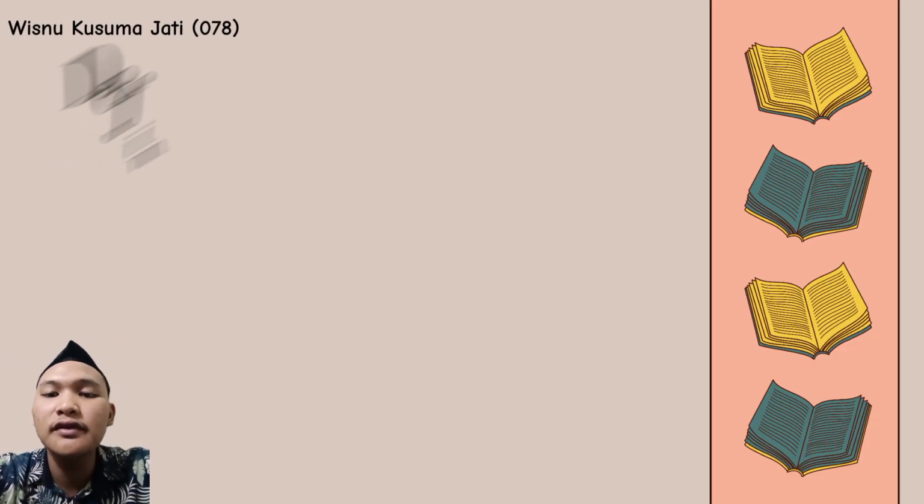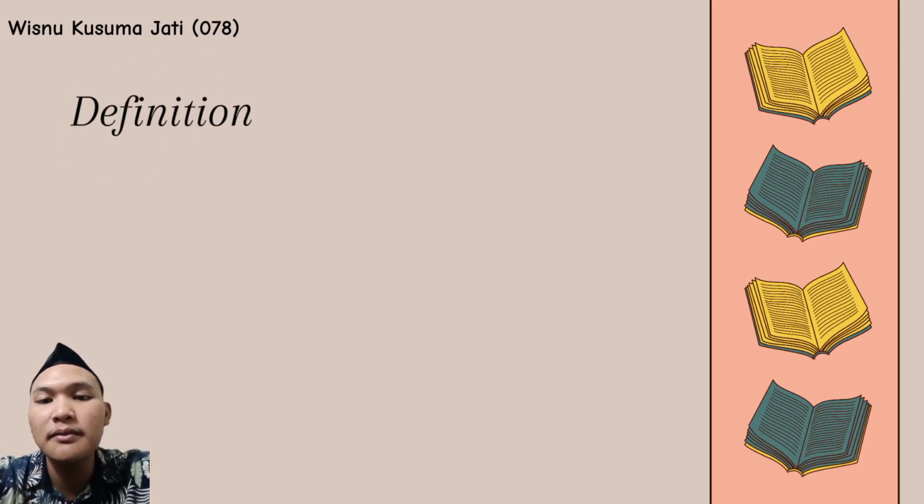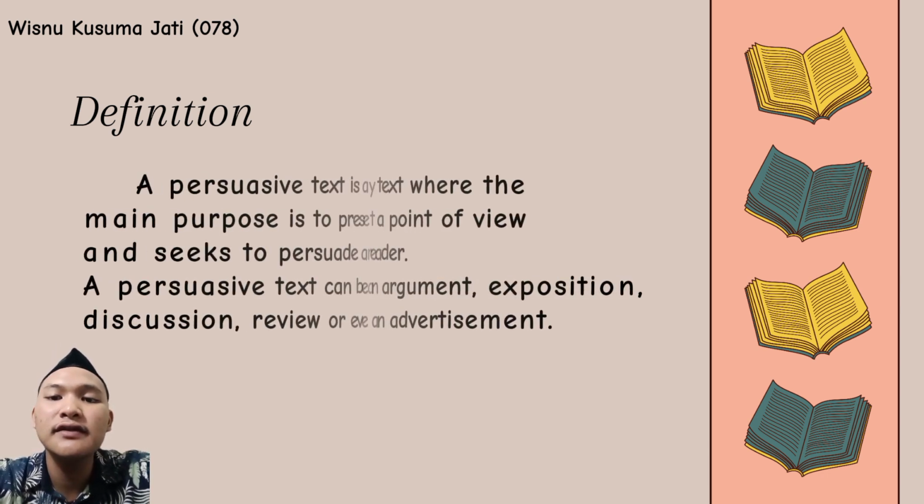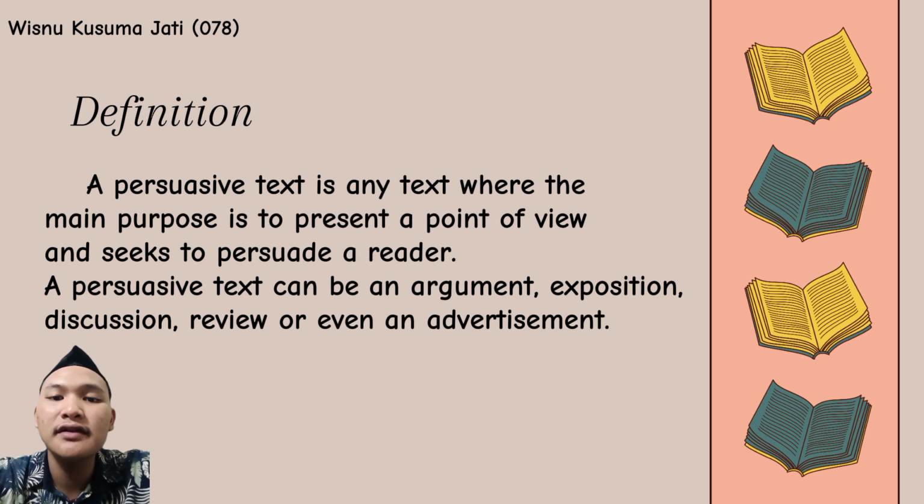And now I want to explain the definition of persuasive text. A persuasive text is any text where the main purpose is to present a point of view and seeks to persuade a reader. A persuasive text can be an argument, exposition, discussion, review, or even an advertisement.